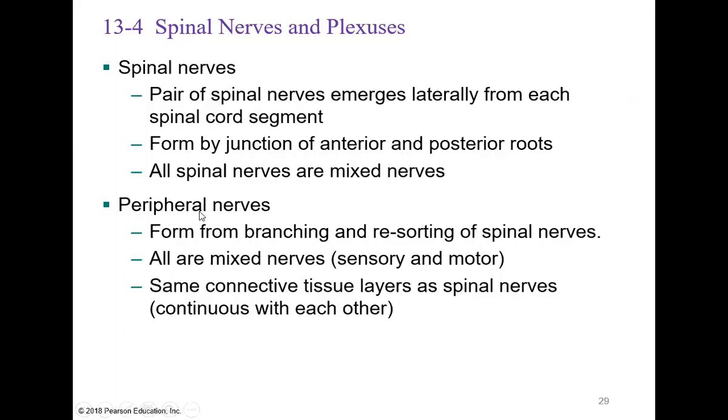So our peripheral nerves are going to be created by branching and resorting our spinal nerves. And all of these peripheral nerves are also going to be mixed nerves, meaning they will carry both the sensory and the motor information, and they have the same connective tissue layers as the spinal nerves that I just showed you guys. So they are continuous with each other. When we get into peripheral nerves, because there is so much branching and resorting, it can kind of become a little bit confusing. So that's why I'm starting off with this recap so that you understand where all of this is coming from, how did we get here, how did we create all of this.